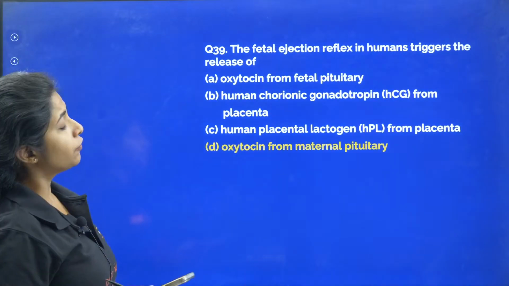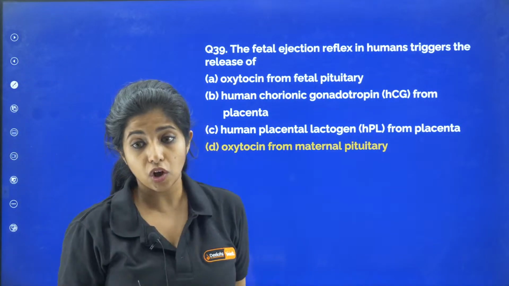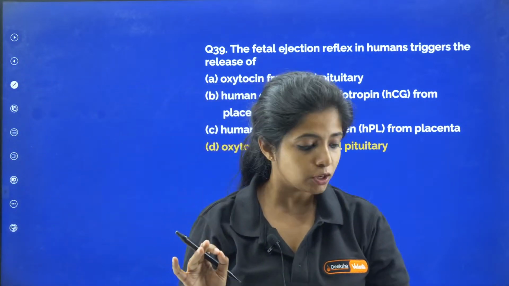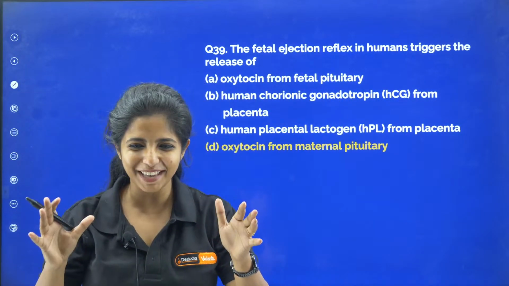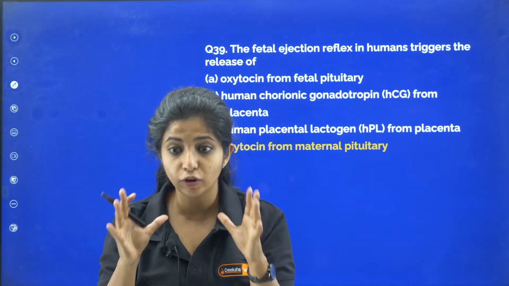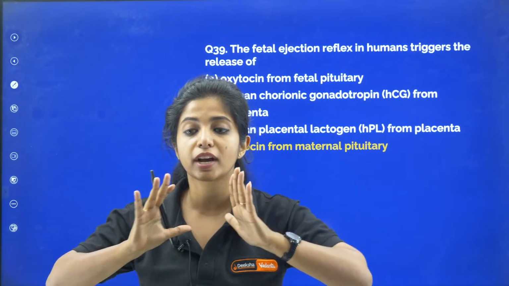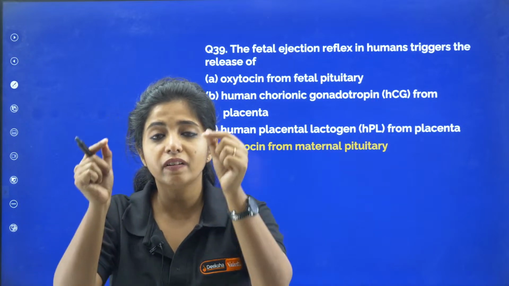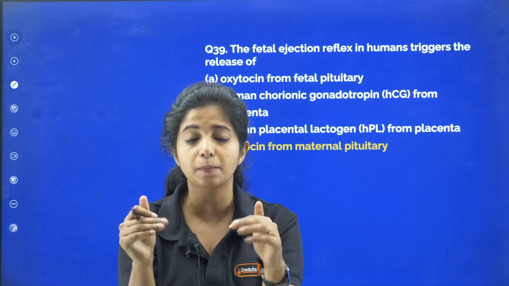Yes. Next, the fetal ejection reflex in humans triggers the release of... Listen to me carefully about the baby. So what actually happens is that suppose there is a baby, a fully developed fetus. This fetus tries to move out. When it tries to move out, certain stress receptors on the cervix become activated.